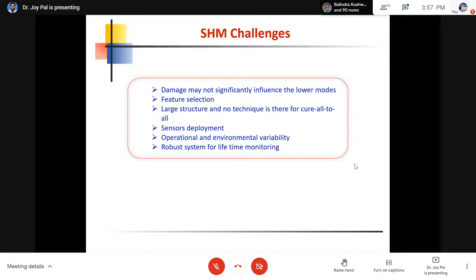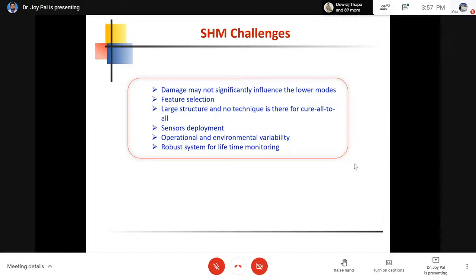Another problem is that because of damage, some changes in the response come. Response, in the sense, the signal or the data you are collecting from the structure. Because of damage you receive changes in the data, but this kind of change you can also find if operational or environmental variability is there. So this is also a problem.